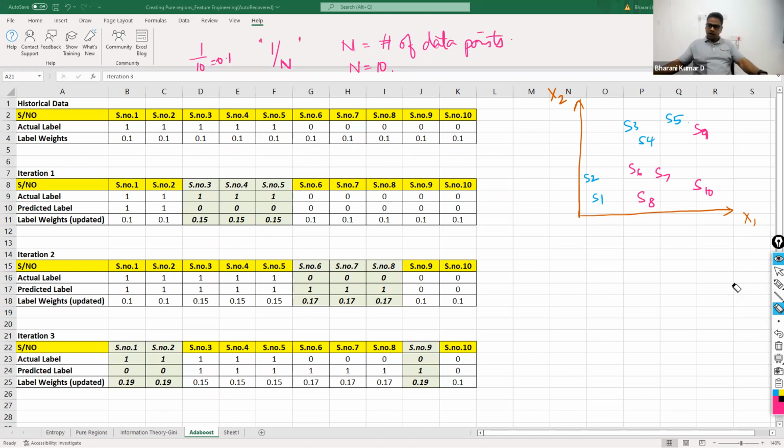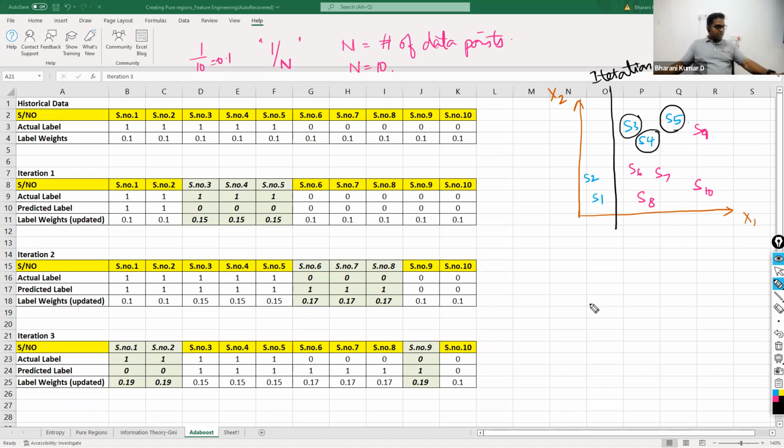Next, what happens? You build your classification algorithm. When you build your classification algorithm, assume that your classifier was like this. This is your iteration 1. In iteration 1, you have these two observations and the other observations. Anything which falls on the left side belongs to the blue class. Anything which falls on the right side of this classifier belongs to the pink class. Then how many data points will be misclassified? Correct. 3 data points will be misclassified, which happen to be S3, S4, and S5.